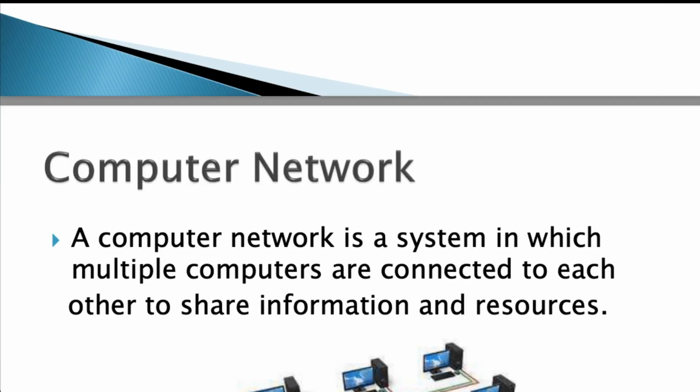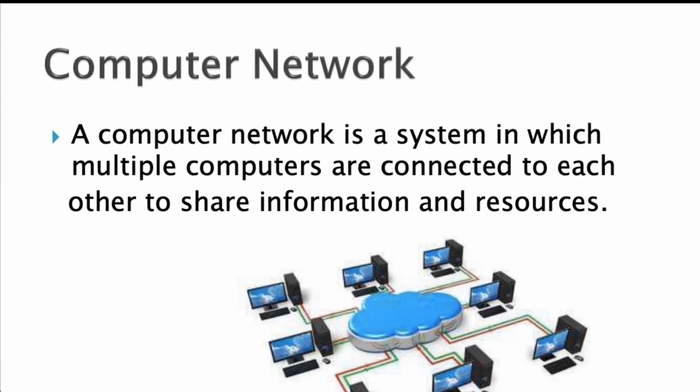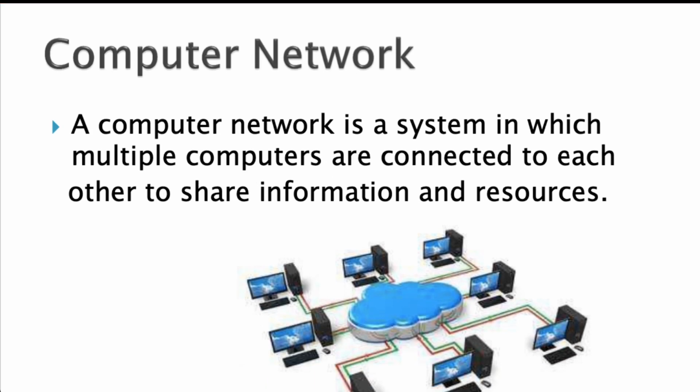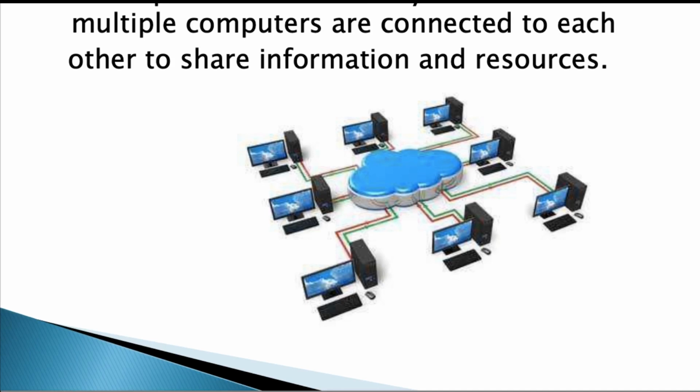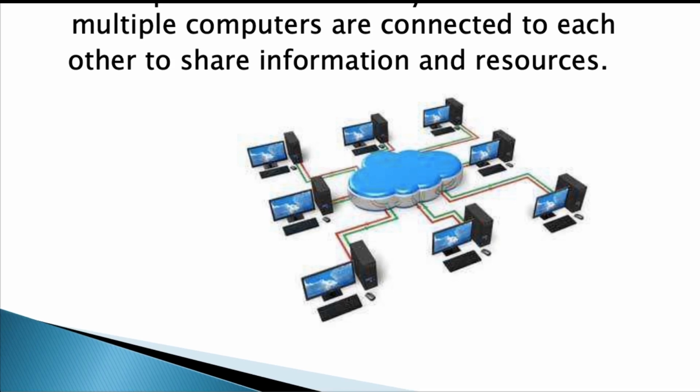So if you talk of a computer network, this is the last part. A computer network is a system in which multiple computers are connected to each other to share information and resources, like this, right? So this has given you an overall understanding of what is a computer, what is its use, what is a network, what is an operating system, what is hardware, software, and so on and so forth.